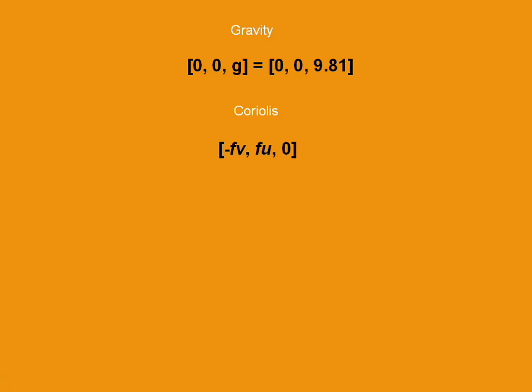Because Coriolis tends to deflect motion in a normal direction, right? To the right in the northern hemisphere, to the left in the southern hemisphere. So a U motion, a motion in the X direction, or the Coriolis acceleration, tends to produce a V motion. And we have the negative sign for the U component, and a positive sign for the east component, for the north component.